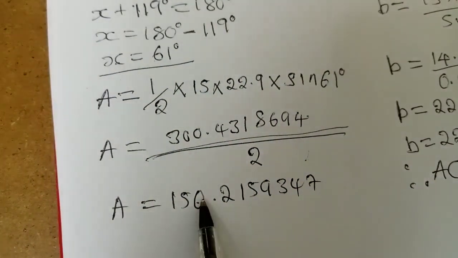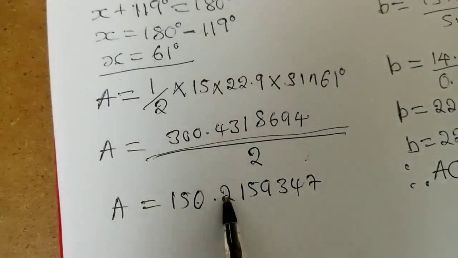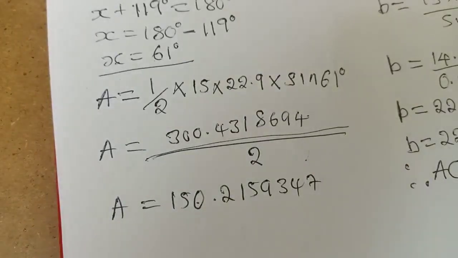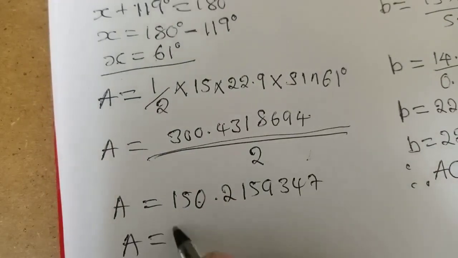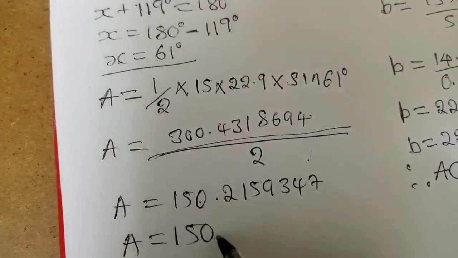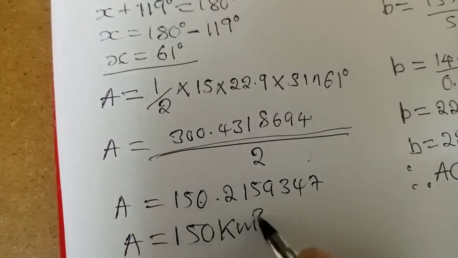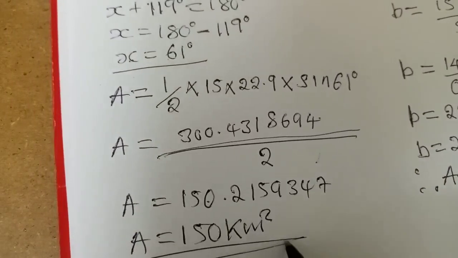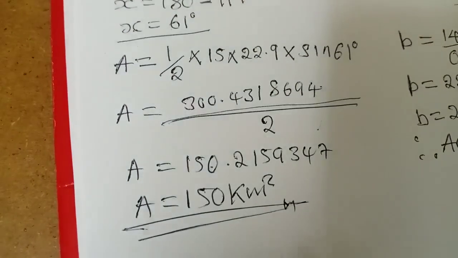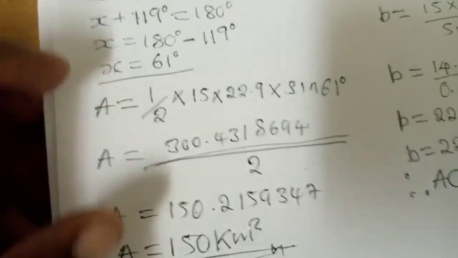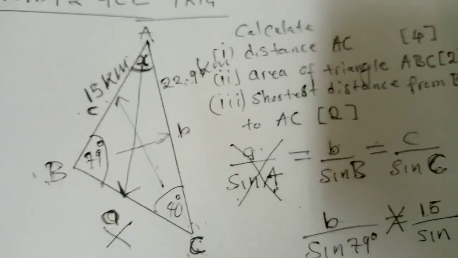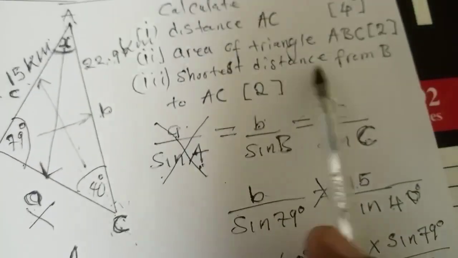These are the important ones, and this one is less than 5, so you don't get anything. So the area is equal to 150 kilometer squared. Okay, so this is the area of the triangle. Now we are going to find the shortest distance.